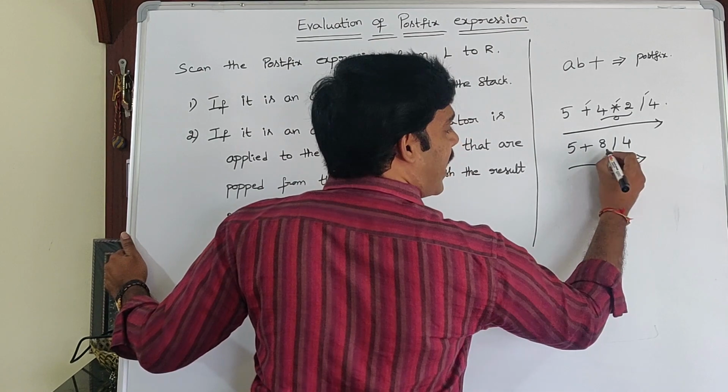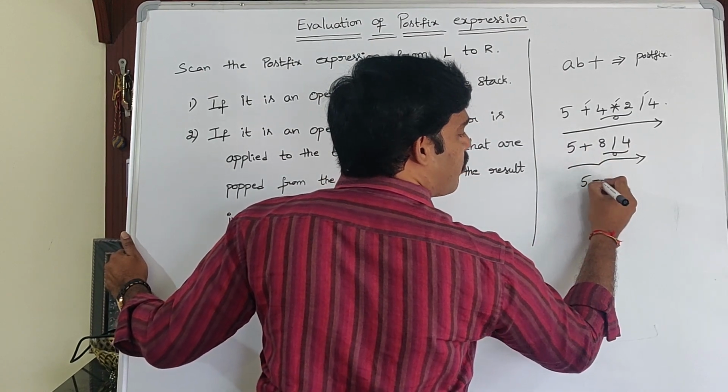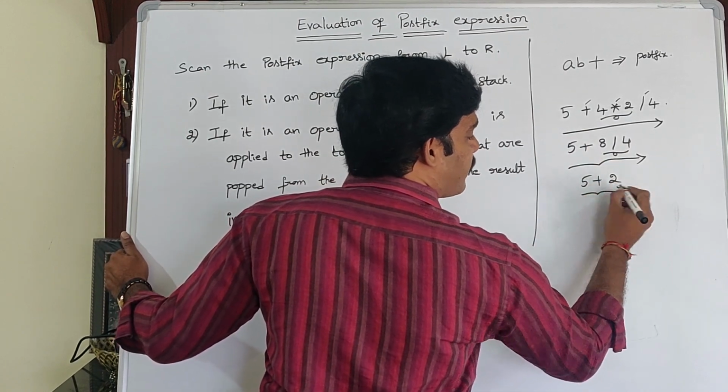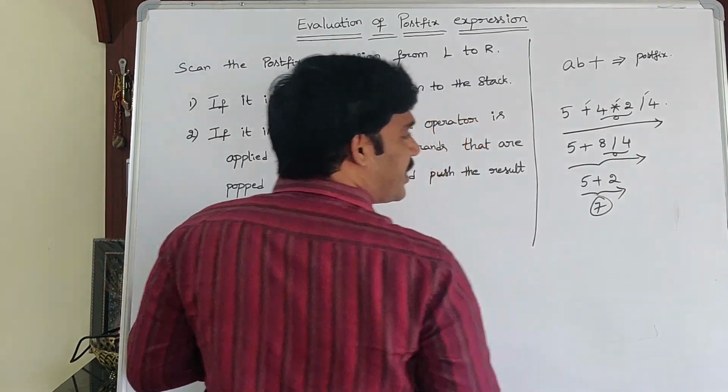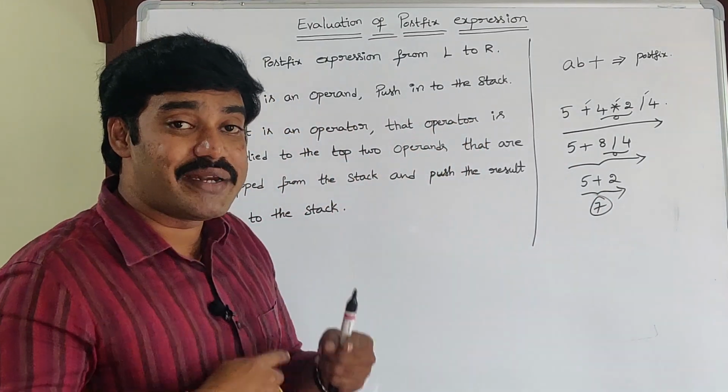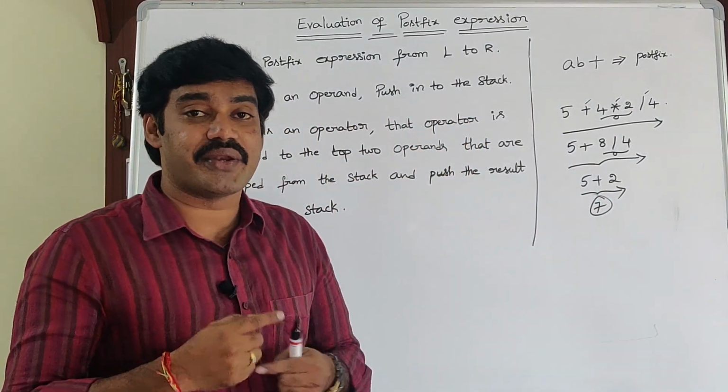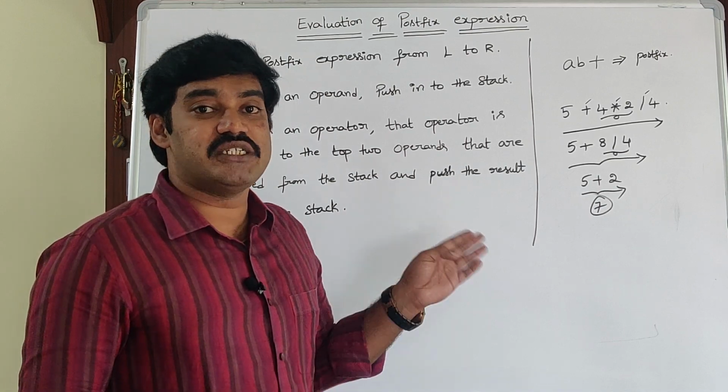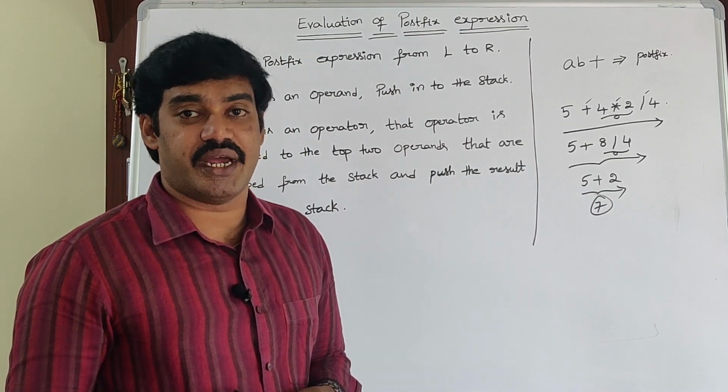Second time scanning to evaluate 8 by 4, 5 plus 2. Third time scanning 5 plus 2, that is 7. So in evaluation of an infix expression, multiple scans are required. Repetitive scans are required, which makes the application very inefficient.